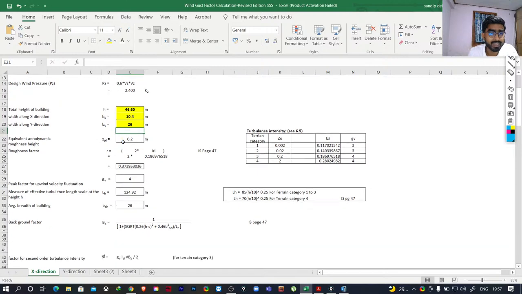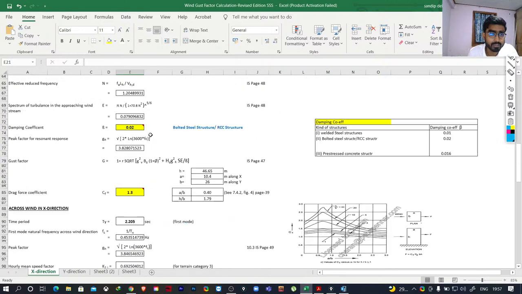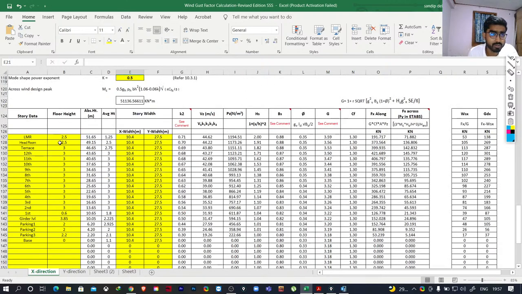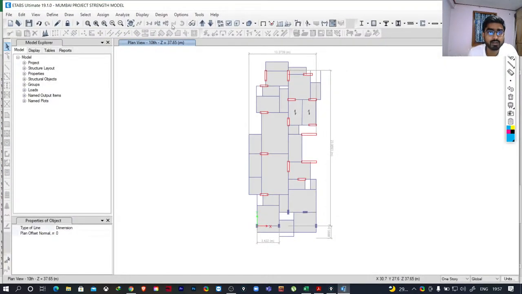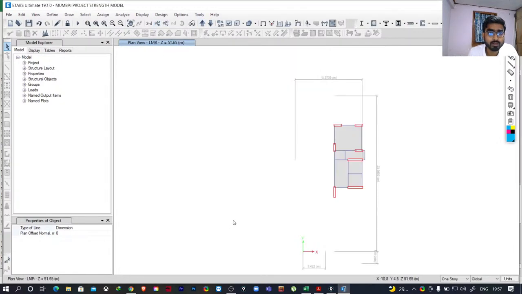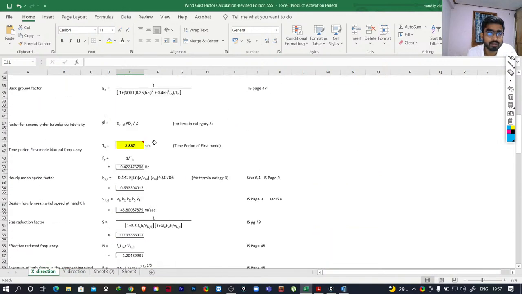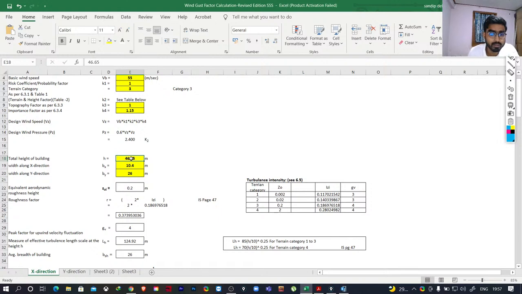So we have changed the height. We have changed the BX. As we are considering the height of the LMR here also, let us go to the LMR level. 51.651. Let us go with 51.65. The height depends on up to which level you want to calculate. BX is 10.4 and BY is 26.